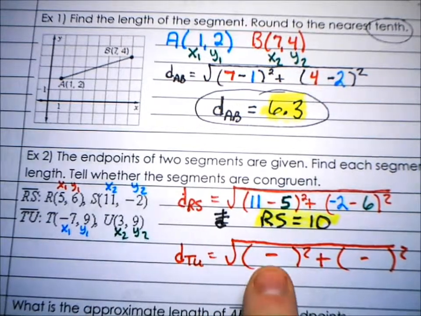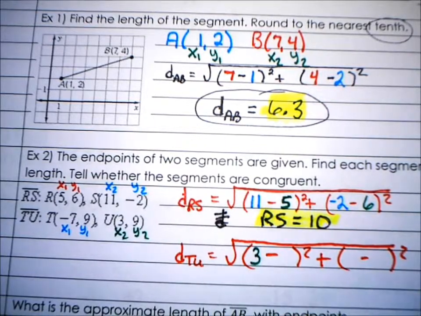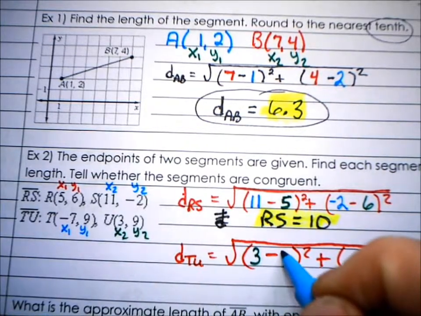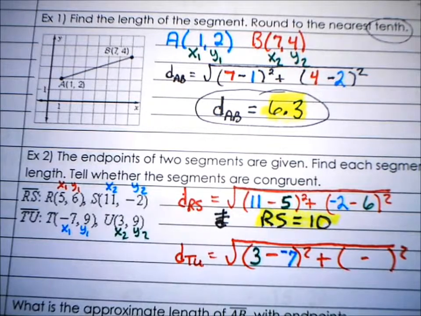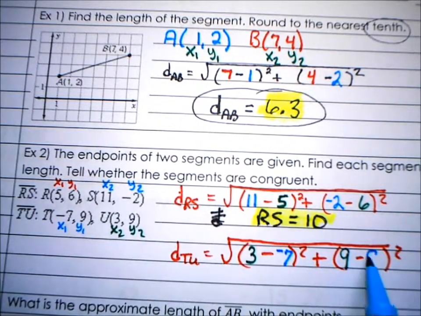So when I pull it over, remember I have x2 minus x1. So x2 is 3 minus -7. And then y2 is 9 minus y1. That is also 9.